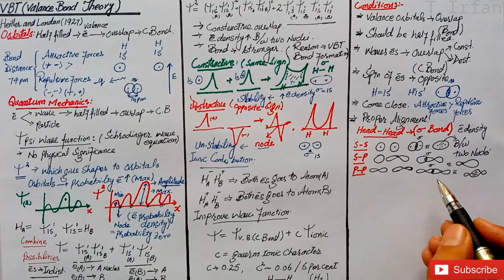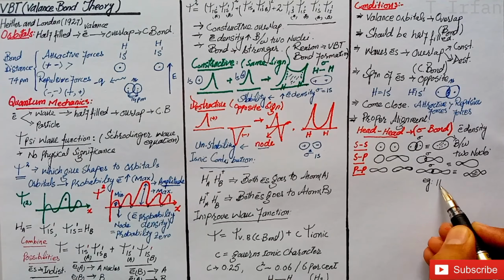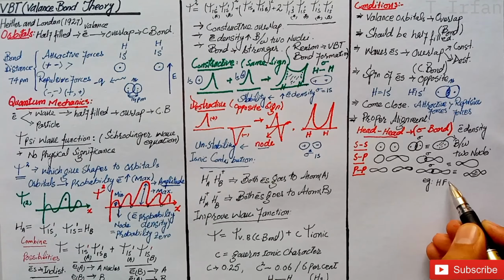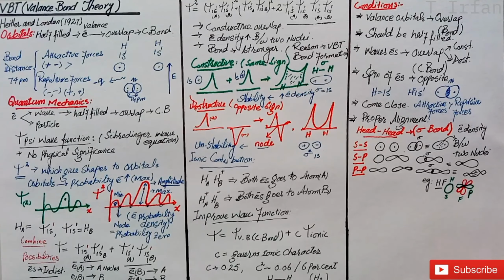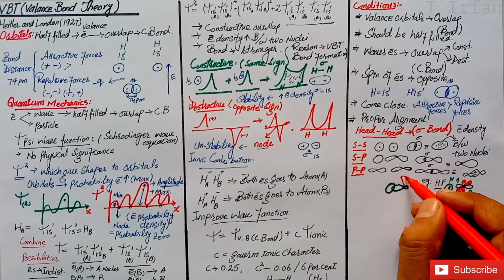For example, in the hydrogen fluoride molecule, s and p orbitals overlap and form a sigma bond. Hydrogen atom has a half-filled s orbital and fluorine atom has a half-filled p orbital. These half-filled s and p orbitals overlap and form a sigma bond, or covalent bond, between hydrogen and fluorine atom. We can represent this overlapping in this way.